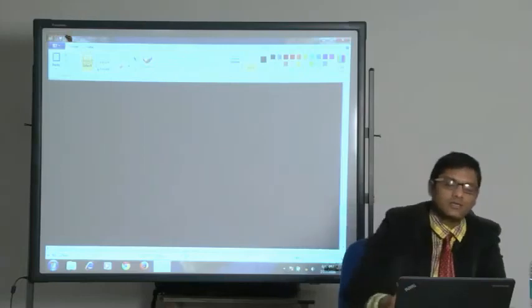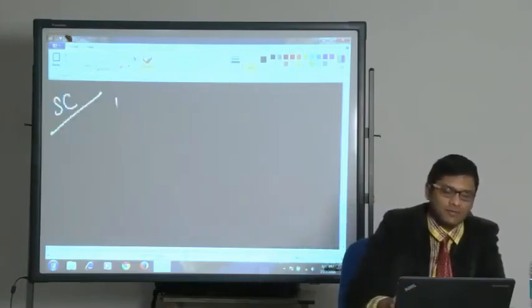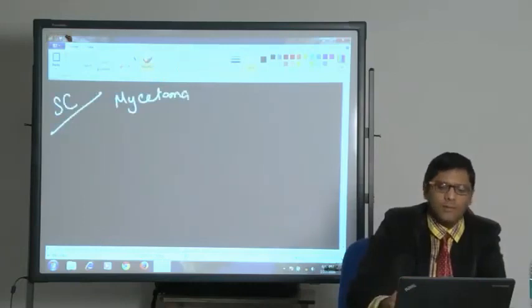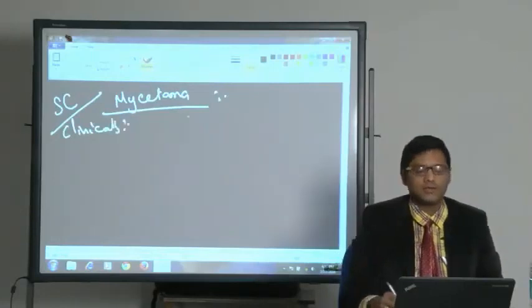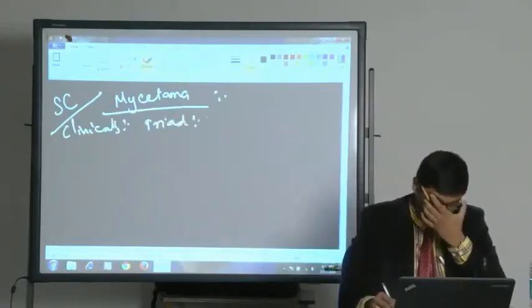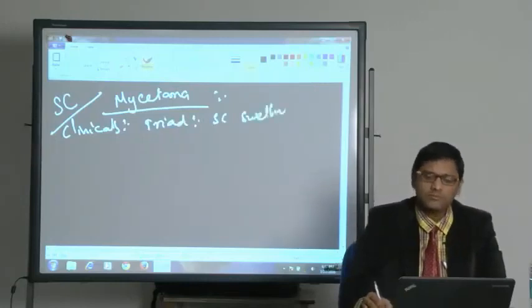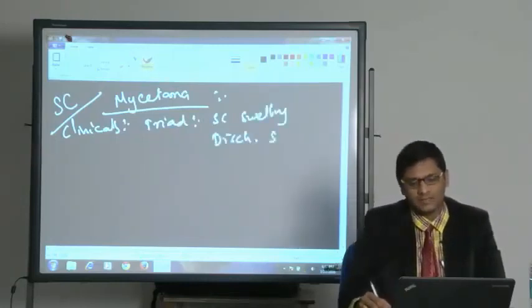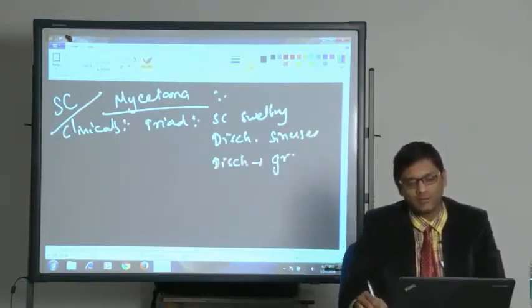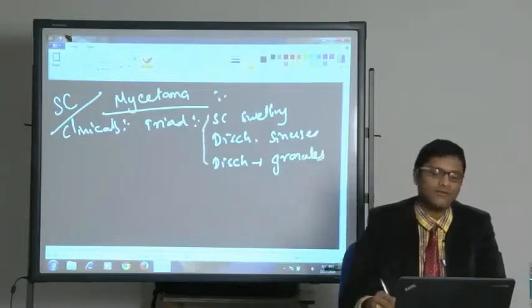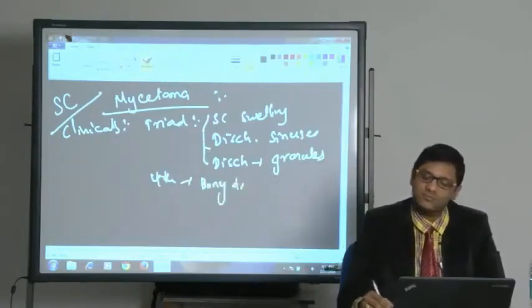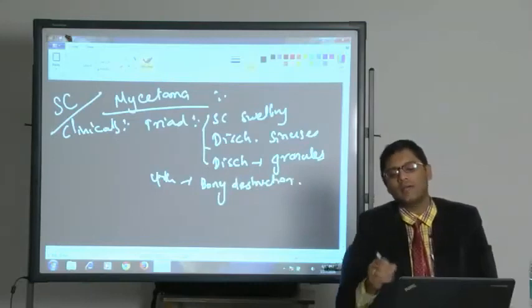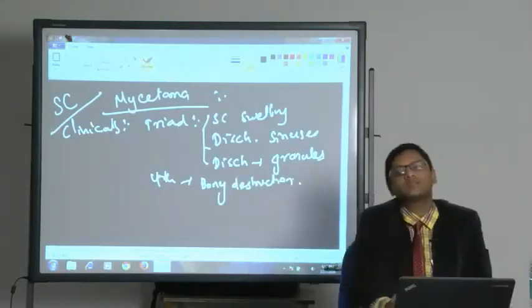Next is subcutaneous mycosis. To start with, mycetoma. Clinically, it is a triad of subcutaneous swelling, discharging sinuses, and the discharge contains granules. This is the triad of mycetoma, and they have a fourth property of bony destruction. Most of the mycetoma cases have a tendency of bony destruction.